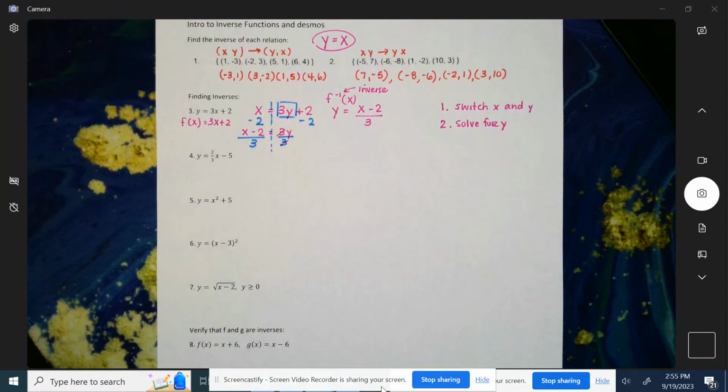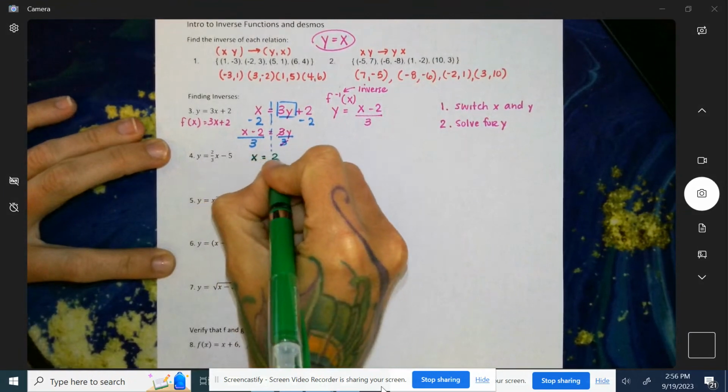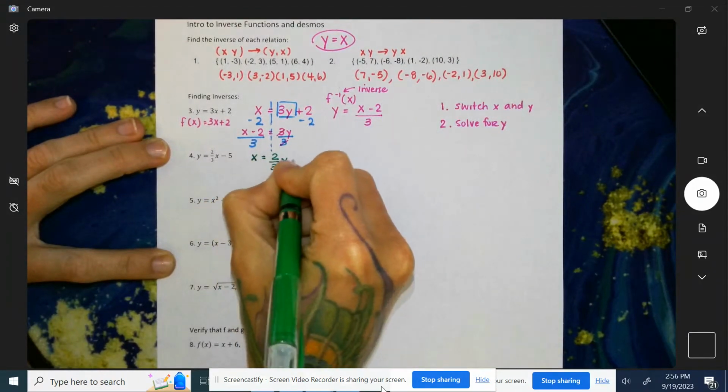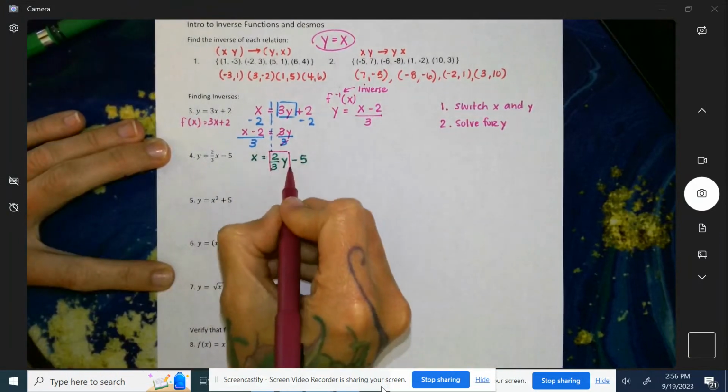So the hardest part is remembering all your rules for solving and isolating variables, which hopefully is not super hard for most of us. The next one, he's a little bit messy. So we're going to switch our x and y. So it's going to be x equals 2/3 y minus 5. And now we're going to solve for y.